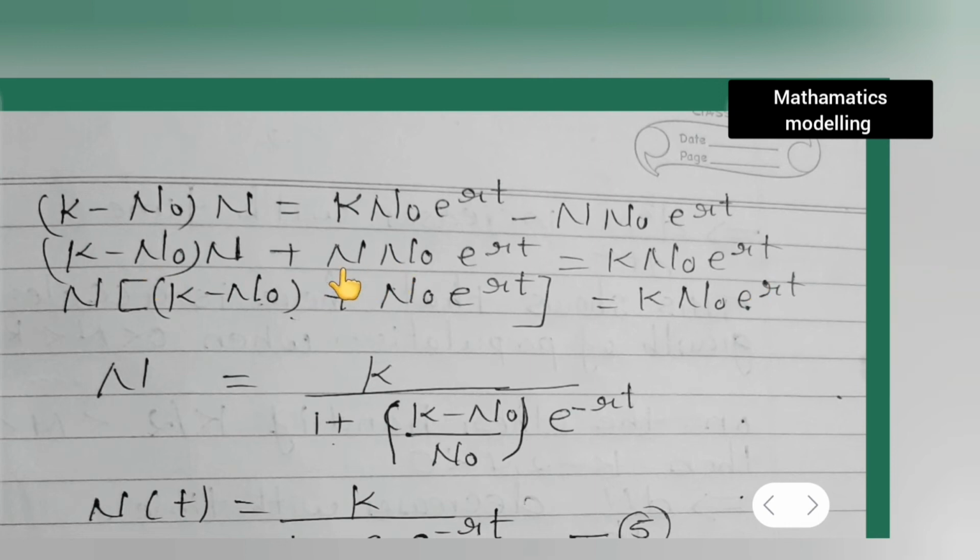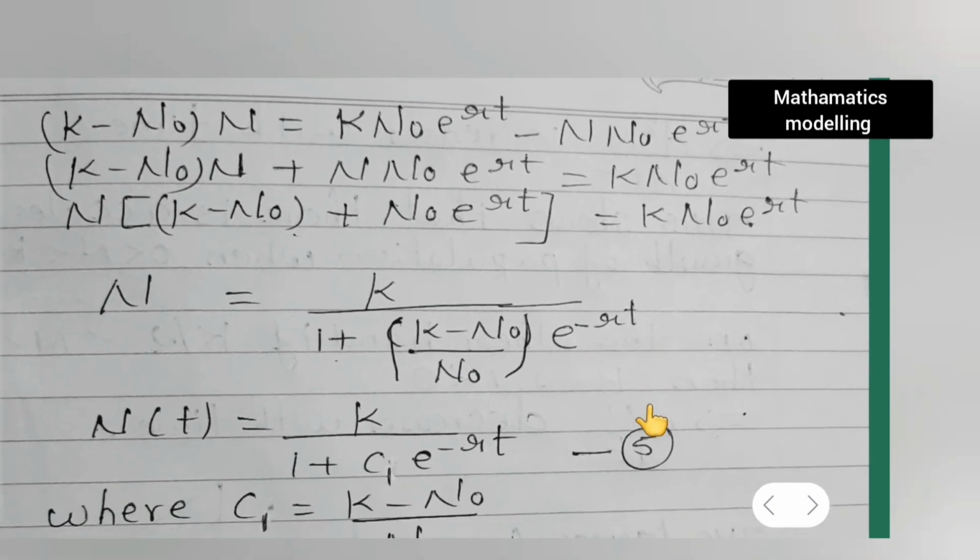So take this n common. Okay, so this n and this n I have taken common over here. So (k − n₀) plus n₀ e^(rt) will remain, and this is equal to, write it as it is, k n₀ e^(rt). Now n is equal to what? k upon what will remain: 1 plus, how you can write this, (k − n₀)/n₀ e^(−rt).